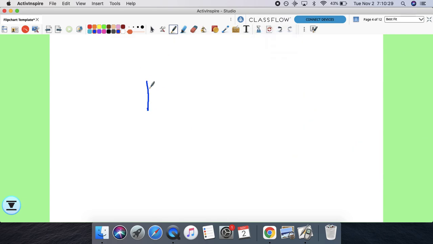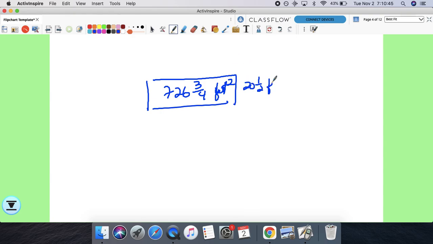Here's a playground. It's a rectangular playground. The area was, again, 726 and 3/4 feet squared. And then the width is 20.5. So let's call that 20.5 feet, not feet squared. So we're looking for this measurement. Well, area equals length times width, right? This is given to us. The length is our unknown, and the width is 20.5.